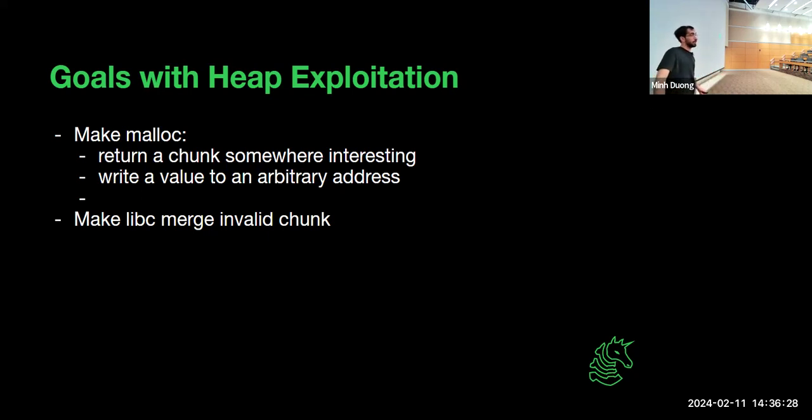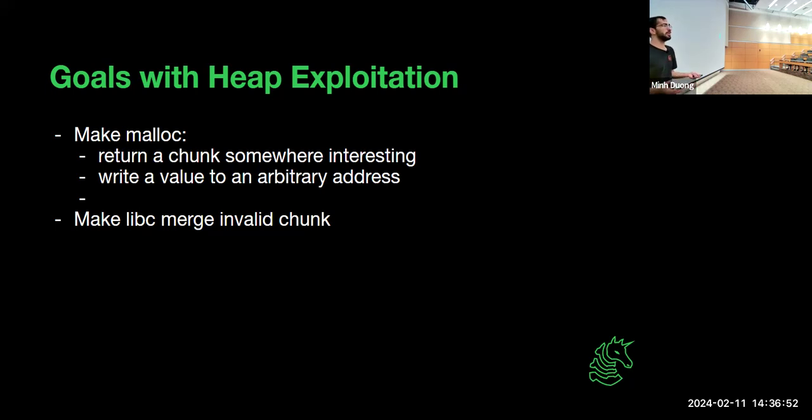Again, the goals of Heap Exploitation is you want to make malloc return a chunk to somewhere interesting, like the stack, or maybe global variables, or maybe somewhere in libc. You want to be able to write values to arbitrary addresses. It doesn't cause RCE, it acts as a primitive to get to RCE.